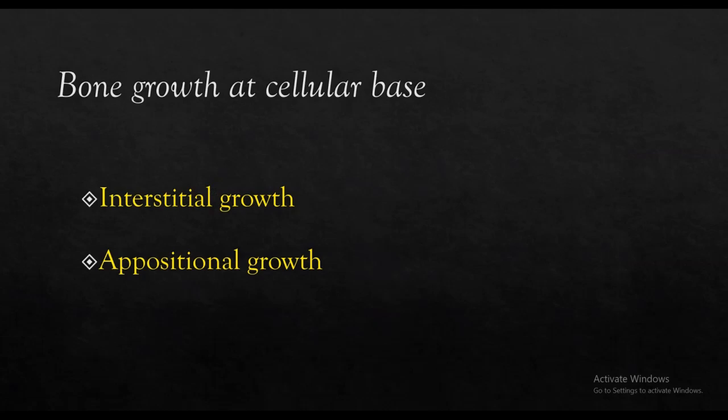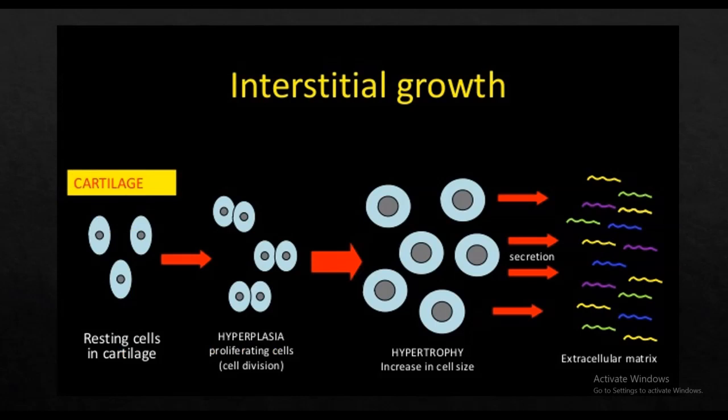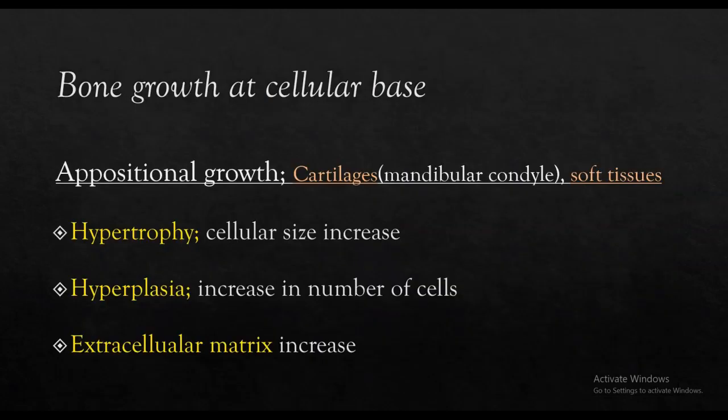At cellular base, growth may occur in two ways. Interstitial growth consists of increase of the cellular size, increase in cell number, or the increase in extracellular matrix secretion. Cartilages and soft tissue show interstitial growth. The interstitial growth may continue till the extracellular matrix gets mineralized. Appositional growth occurs when the new bone tissue is deposited on the surface of the bone.